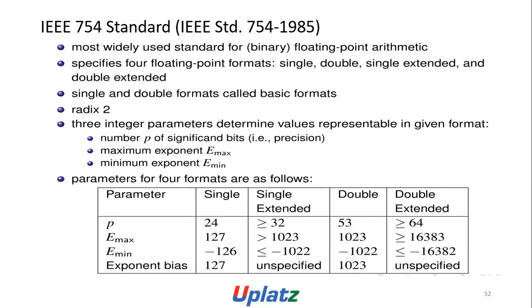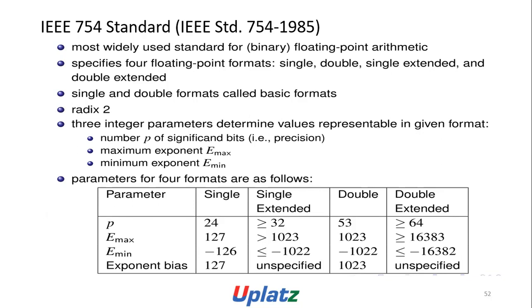The IEEE 754 standard is the most widely used standard for binary floating point arithmetic. It specifies four floating point formats: single, double, single extended, and double extended. Single and double are called basic formats. With radix 2, three integer parameters determine the values representable in a given format: the number p of significant bits, that is the precision, the maximum exponent Emax, and the minimum exponent Emin. The precision p is 24 for single, 53 for double, and at least 64 for double extended.